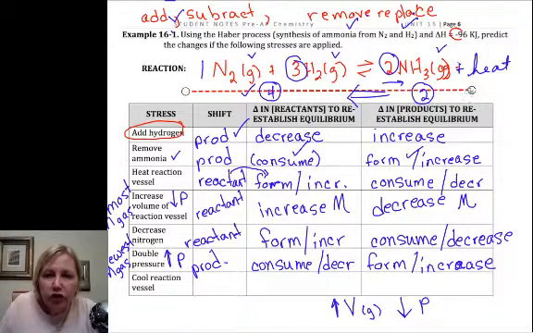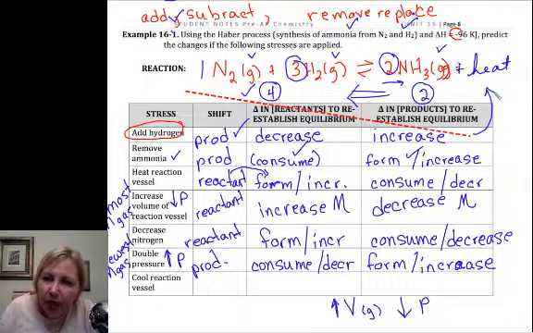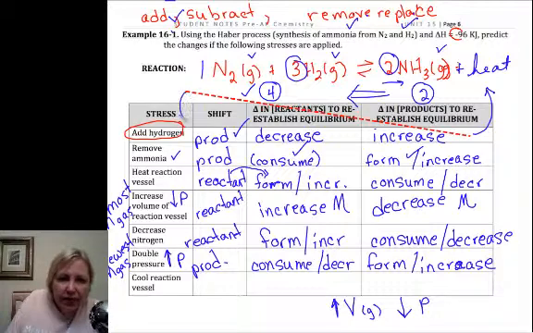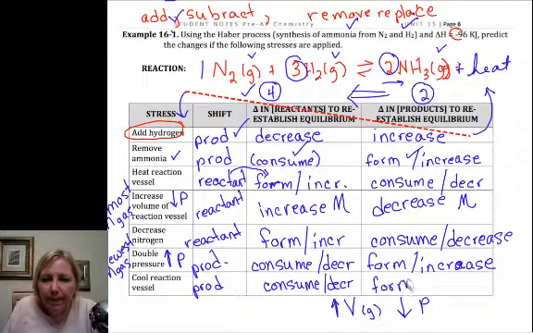Now let's look at our stress. If we cool the vessel, that means we're removing the heat as it's formed in this exothermic reaction. So the system will shift to make product and consume reactant. So when I cool, I'm going to shift to the product side. We'll consume or decrease here, and we will form or increase here.